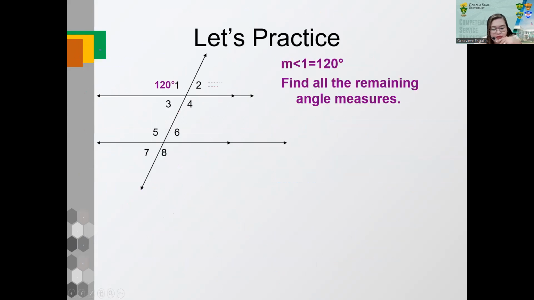Okay, so let's have an example. If this is 120, then the other one is also 120. So angle 1 and angle 4 are 120. They are congruent. Anong congruent man na si 1 og si 4? Alternate? Dili uy. Vertical angles. They are vertical angles.